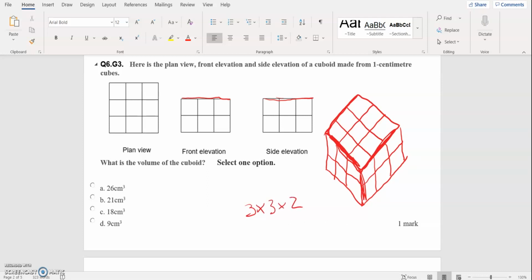Or if you want to think of it as length, width, and then height, that still is 3 times 3 times 2. 3 times 3 is 9, times 2 is 18. What's the unit? That is centimeters cubed. So option C is the correct one.